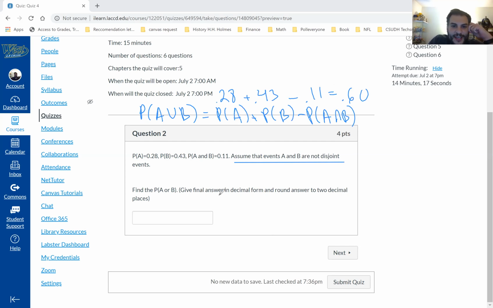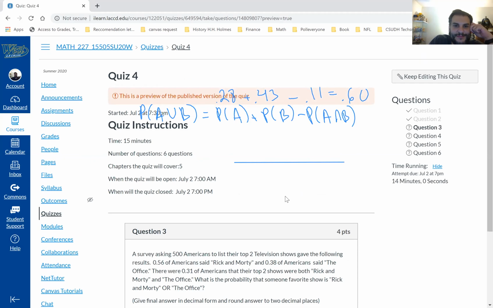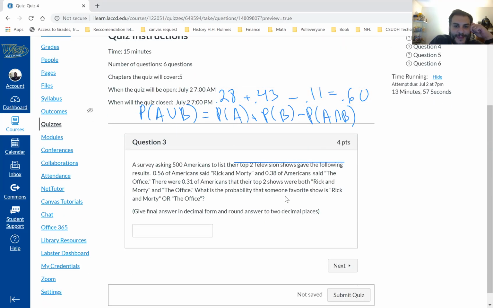It says give the answer in decimal form and round the answer to 2 decimals. But if you look at this one, there's no value right here, so you can just put 0.6 and that will give you the correct answer. So put 0.6, and let's go on to the next question. That was it for number 2. Any question for number 2?